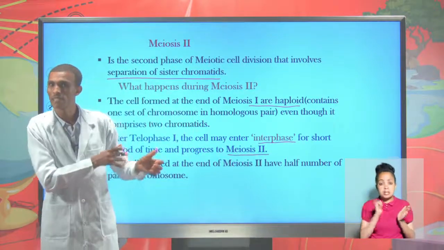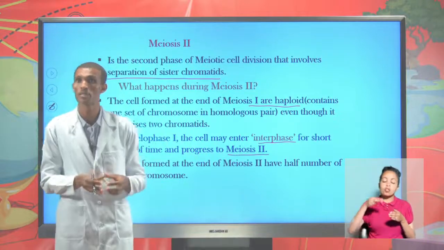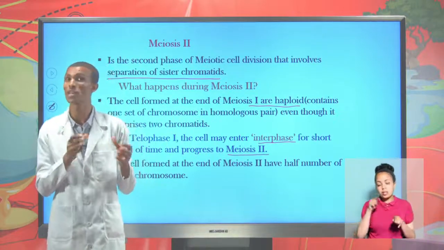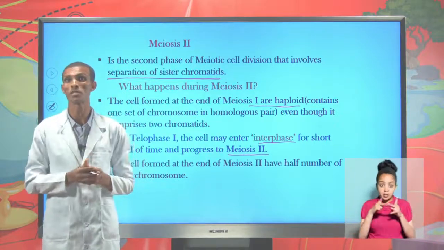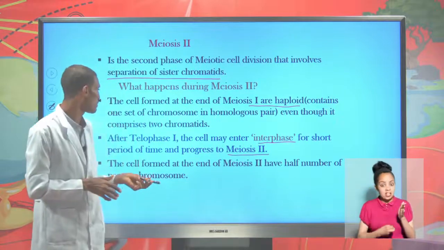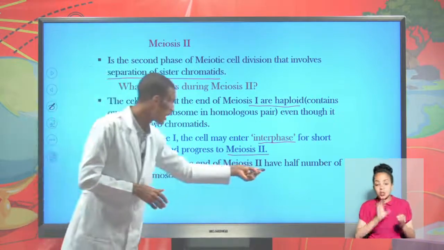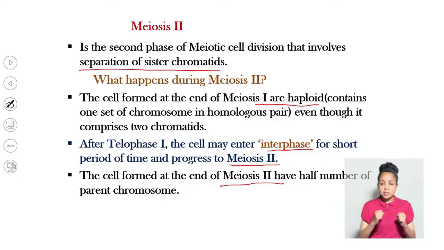The separation of homologous pairs that takes place during meiosis I is very important for the activity that takes place during meiosis II. As a result, the daughter cells formed at the end of meiosis II reduce the number of parental chromosomes by half.